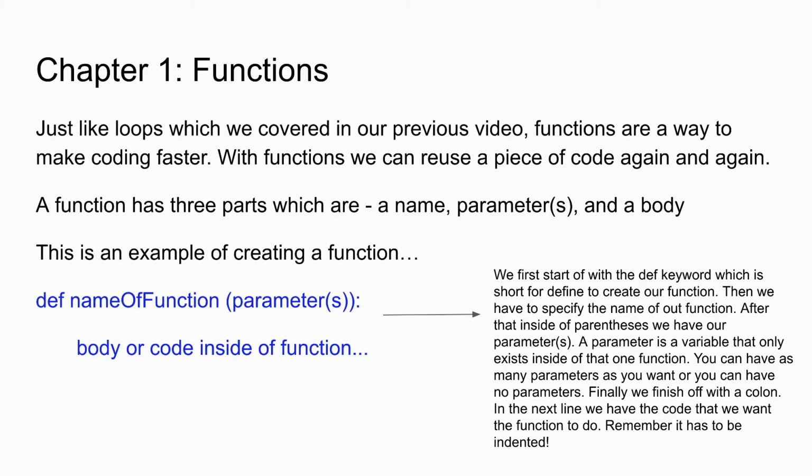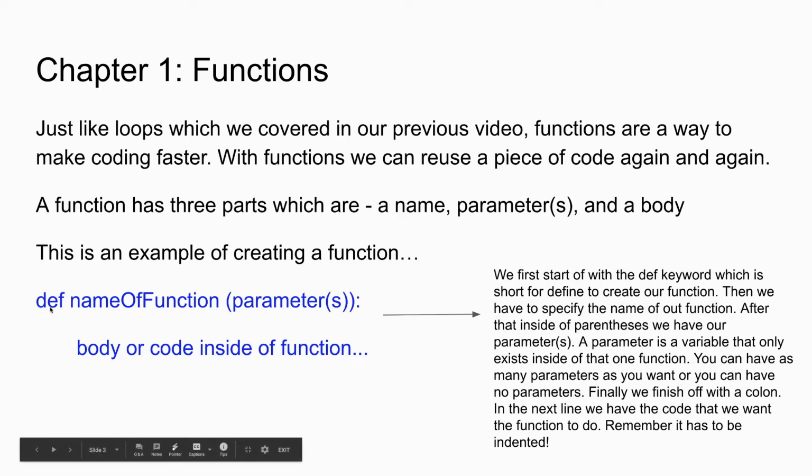Chapter 1. Functions. Just like loops, which we covered in our previous video, functions are a way to make coding faster. With functions, we can reuse a piece of code again and again. A function has three parts, which are a name, parameters, and a body. This is an example of creating a function.